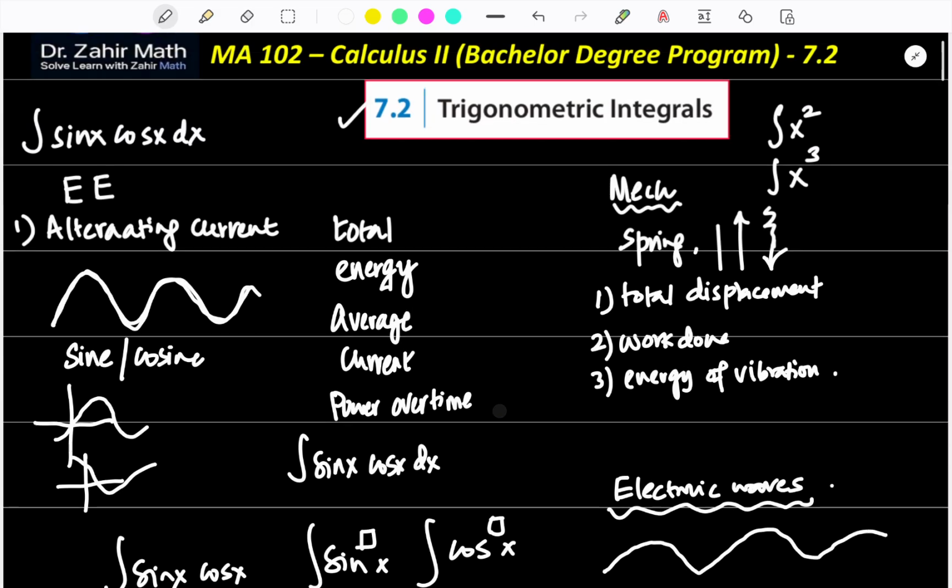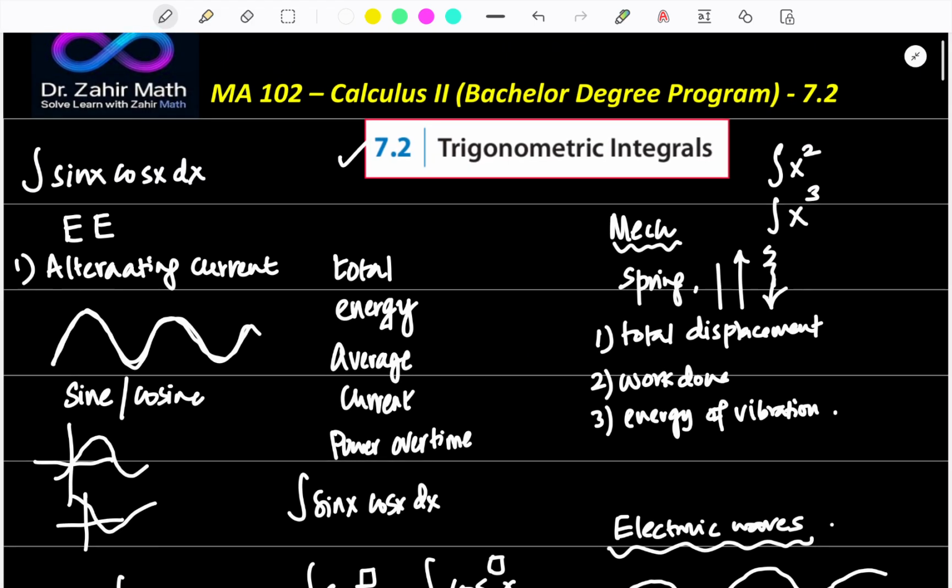Usually the students find this exercise difficult because it is a lengthy exercise, 7.2, and in each problem different ideas will be used. Different ideas in the sense what? Different identities, different formulas will be used. Clear all of you, right? So in this way, section 7.2, we are going to start it.